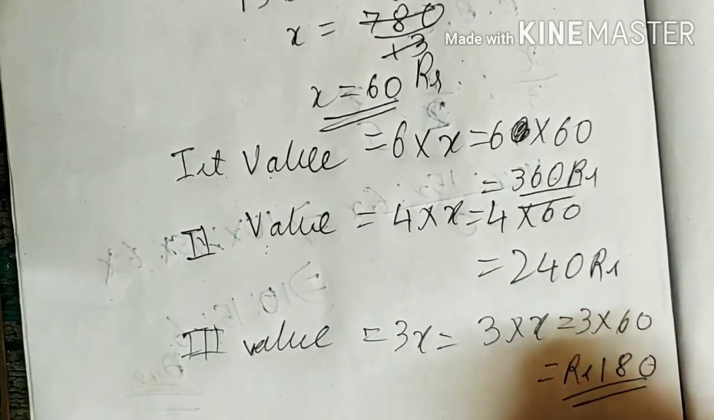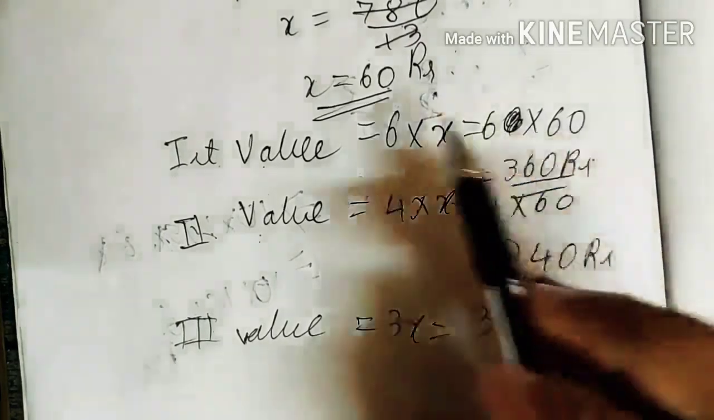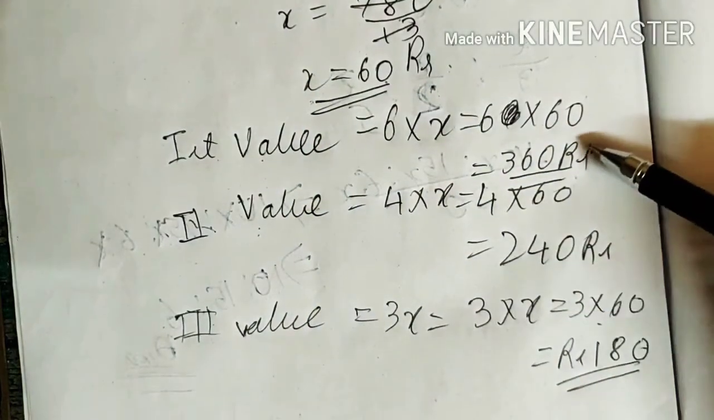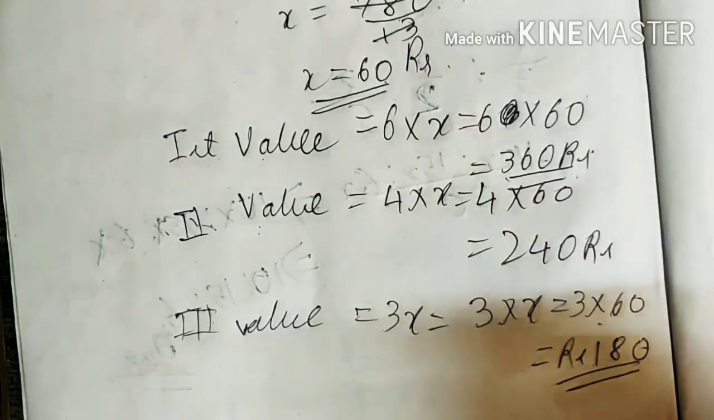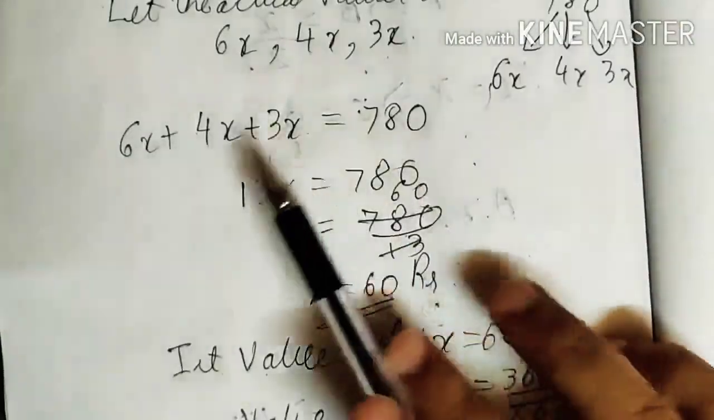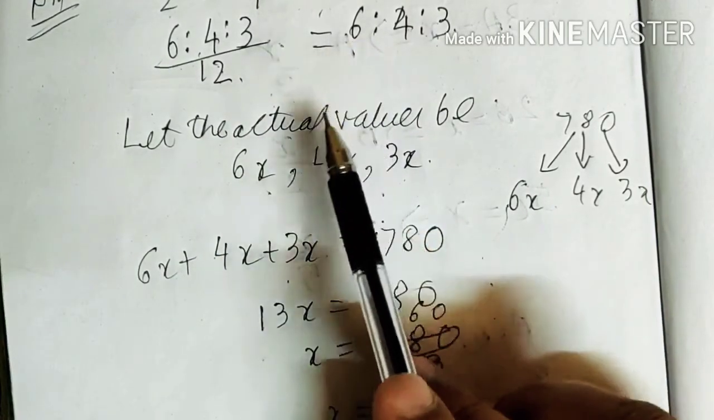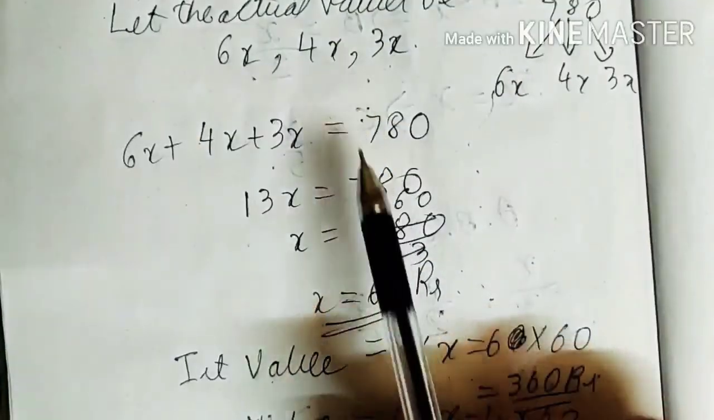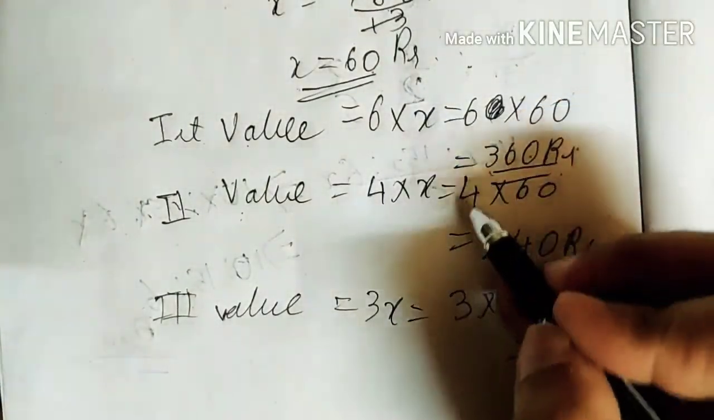So these are the actual values. Okay, if you divide them back again by 60, I said we can multiply by 60, so if we divide them back with 60, you will get back the original ratio, that is 6:4:3. In this question we didn't know the value with which we have to multiply, so first we calculated that value and then found the actual values by that. Got my point? So these are the three values.